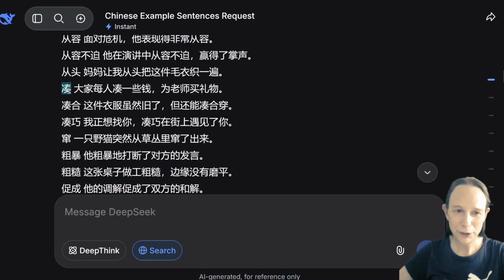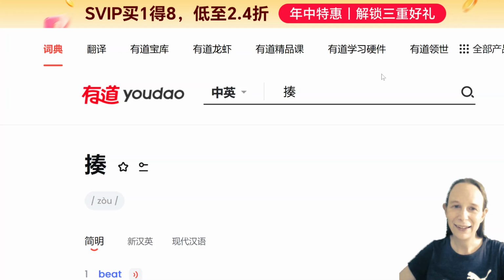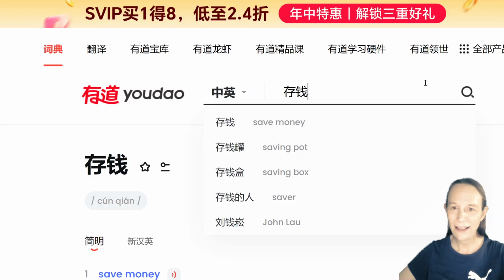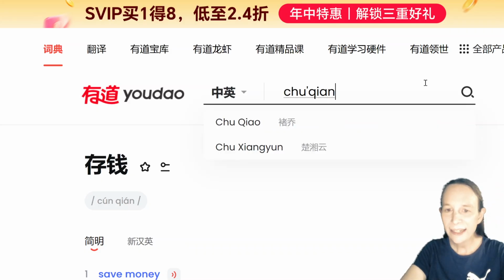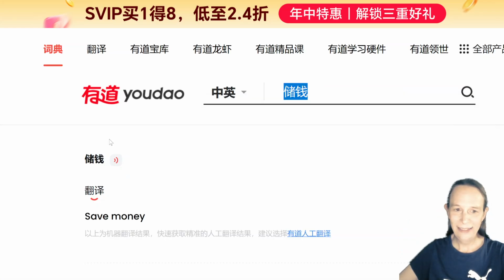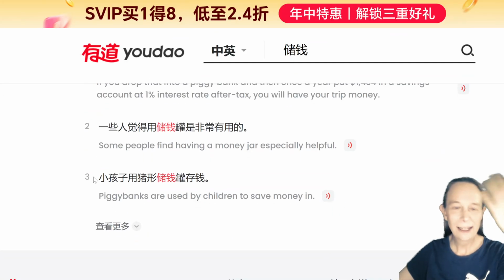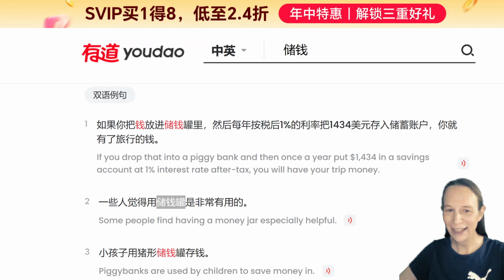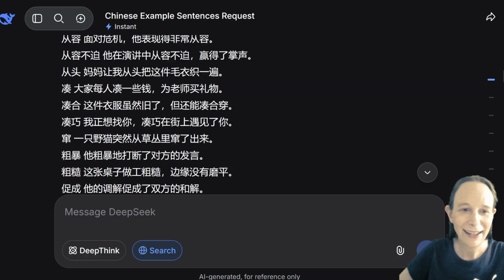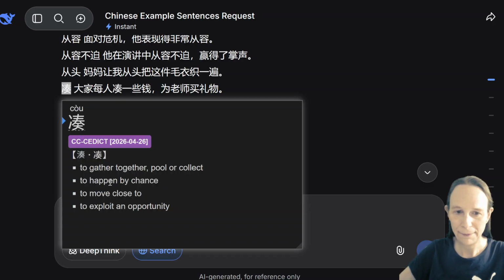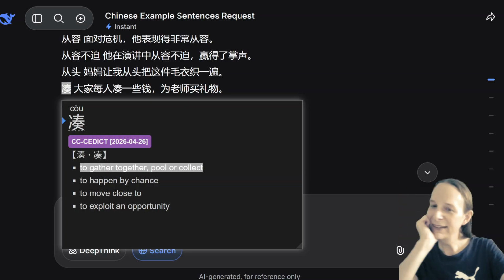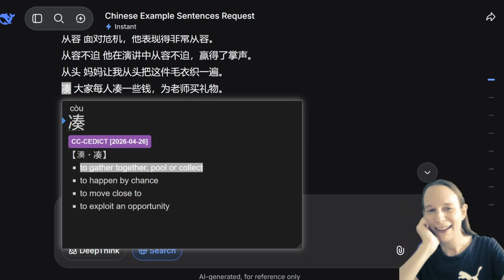So 凑, I thought it was to save money. Not just 存钱. There's 存钱, it's save money, but also kind of storing it in a bank. And 储钱, is it? 储钱. Yeah, this one also means save money. 储钱罐, that's like a money jar, save money jar. All right. Okay, so 凑. To pull together. Oh, it's not save money, is it? All right, so I was wildly wrong.